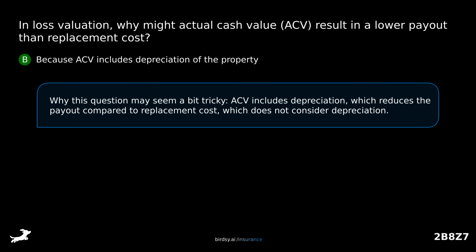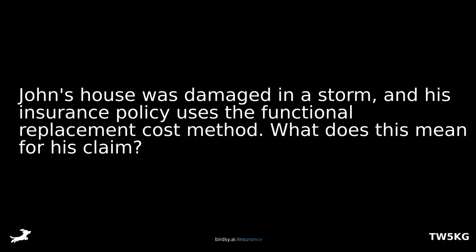Why this question may seem a bit tricky. ACV includes depreciation, which reduces the payout compared to replacement cost, which does not consider depreciation. John's house was damaged in a storm, and his insurance policy uses the functional replacement cost method. What does this mean for his claim?